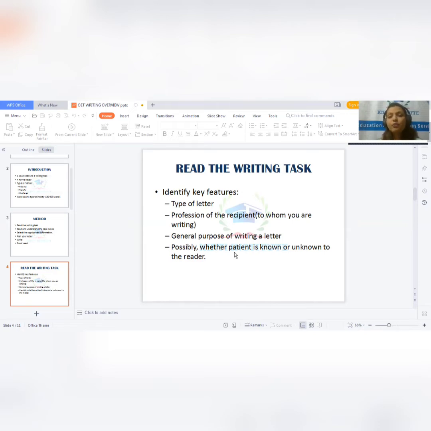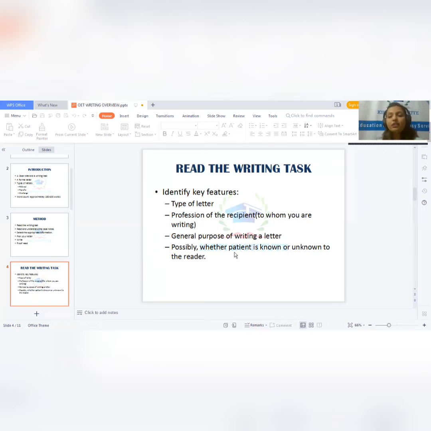You can confirm whether the patient is known or unknown by seeing to whom you are writing, and also you can match the addresses from the patient's social history and the address in the writing task. So this is another way to confirm whether the patient is known or unknown. The patient's residential address can be the nursing home, and you are writing to the same nursing home, which is the address in the writing task. So you will have to make sure whether the patient is known or unknown to the reader, because your selection will differ if the patient is already known.